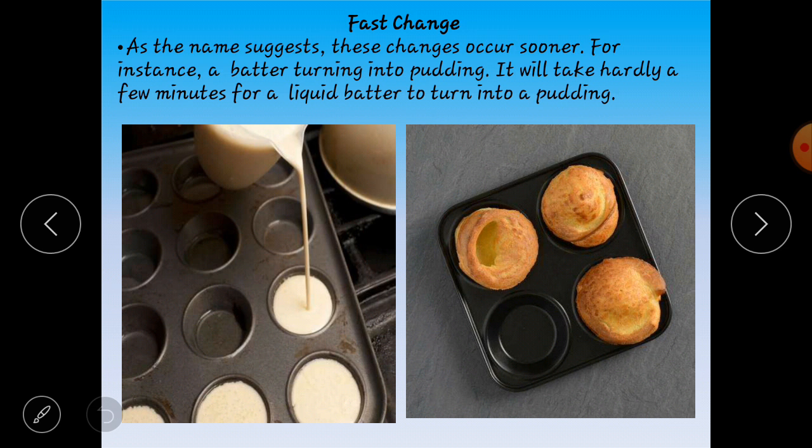Fast changes. As the name suggests, these changes occur very fast. For example, a batter turning into pudding. It will take hardly a few minutes for a liquid batter to turn into a pudding. This is an example of a fast change.